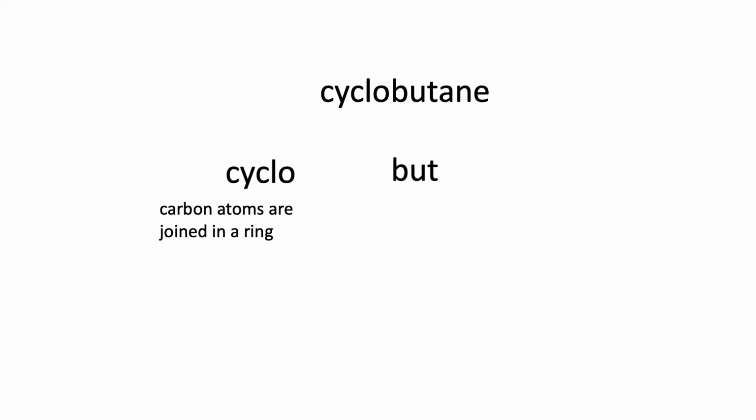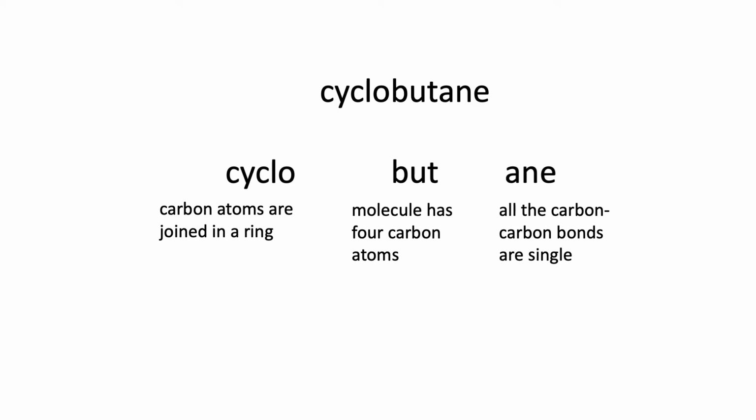The cycloalkanes are named systematically. The first part of the word, cyclo, means that the atoms are joined in a ring rather than a line. The second part tells us how many atoms are in the ring. In this case, we have but, which means 4. The last part, ane, tells us that all the carbon-carbon bonds are single bonds, as they are for linear alkanes.